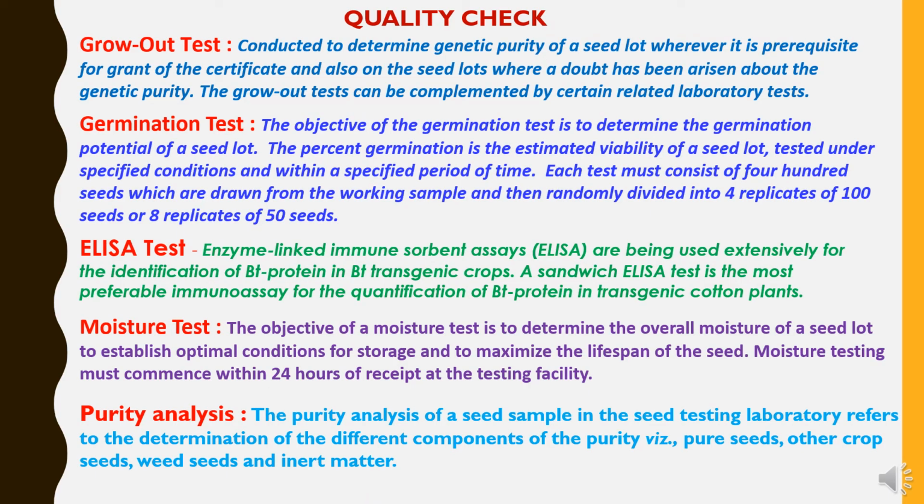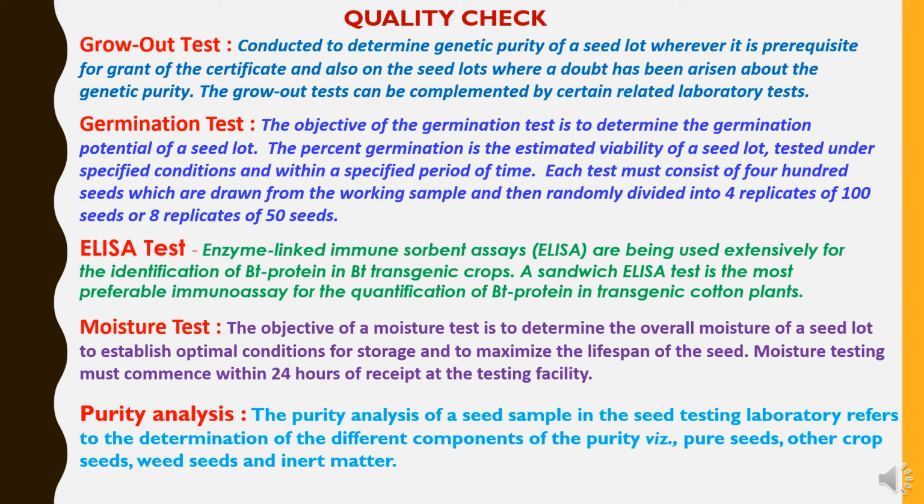After seed production, supply and sampling, the seed should go for quality check, of which the first is the grow out test. It is conducted in field conditions where the seed lot samples are sown in the field and all data are captured related to morphological characters and reproductive characteristics.